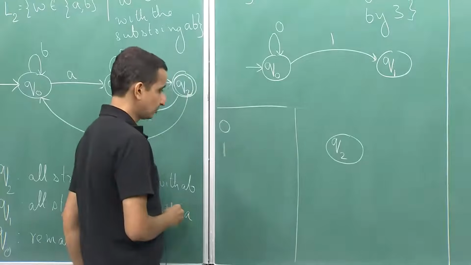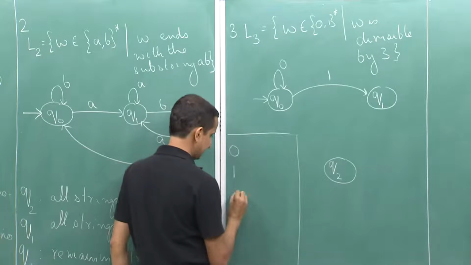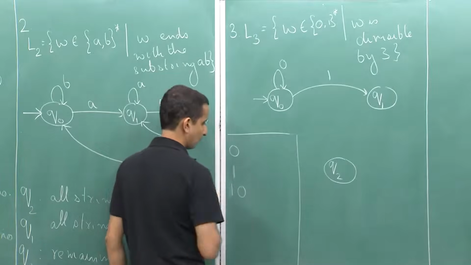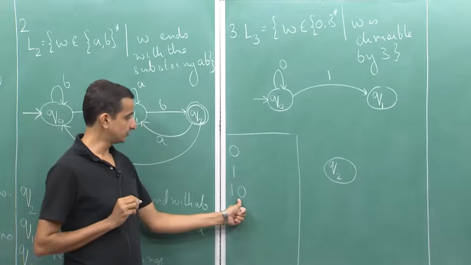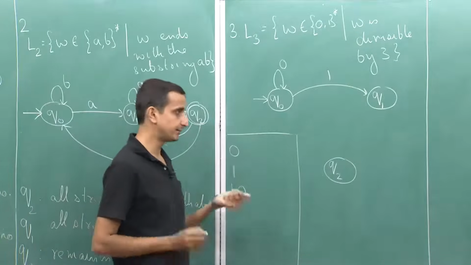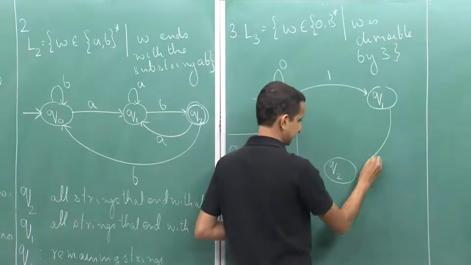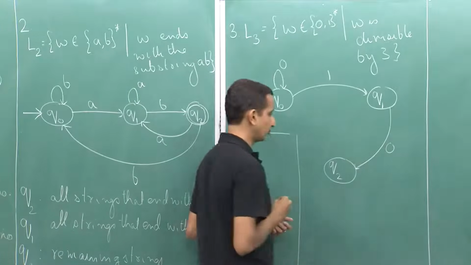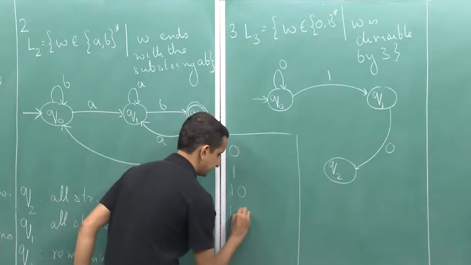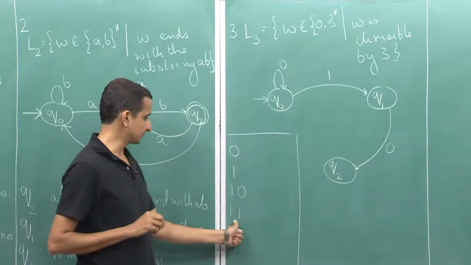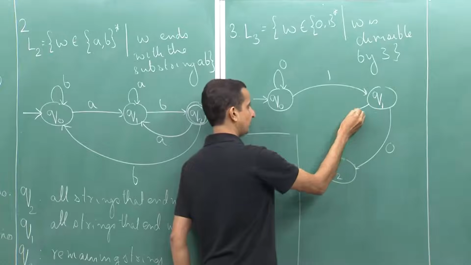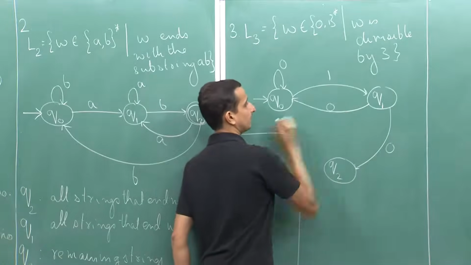Now, what about Q1? So, from Q1 if I see a 0, it means that I have seen the string 1 0. So, 1 0 corresponds to the decimal number 2. So, if I divide 2 by 3, it leaves a remainder 2. So, from Q1 if I see a 0, I go to Q2, and from Q1 if I see a 1, so after a single 1 if I see another 1, this corresponds to the decimal number 3, which means that it is divisible by 3. So, if I see a 1, I go back to Q0.